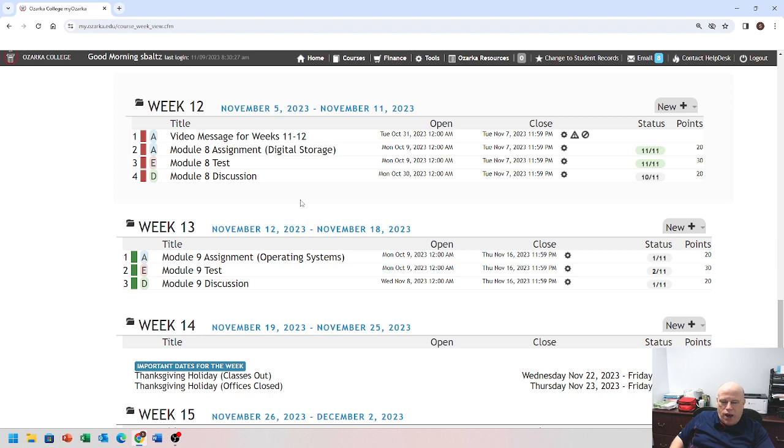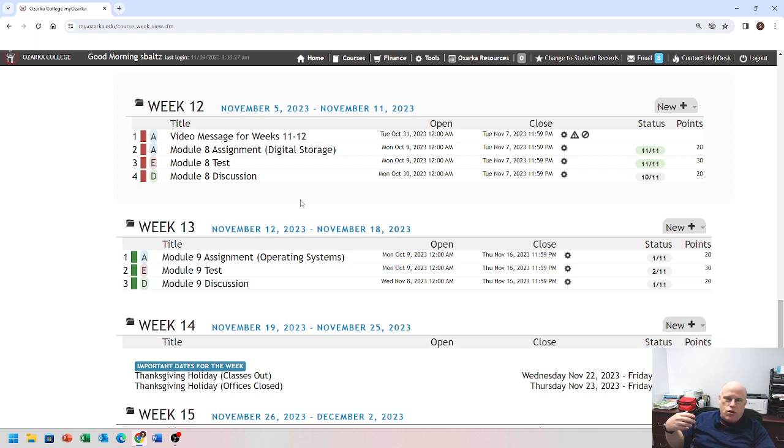And Module 9, by the way, covers operating systems. We've talked about software in general. We've talked about productivity software and system software. And an operating system is the main type of system software that you're going to learn about in Module 9. And there are a huge number of different operating systems. There are some that are specific for desktop computers and notebook computers and so forth.